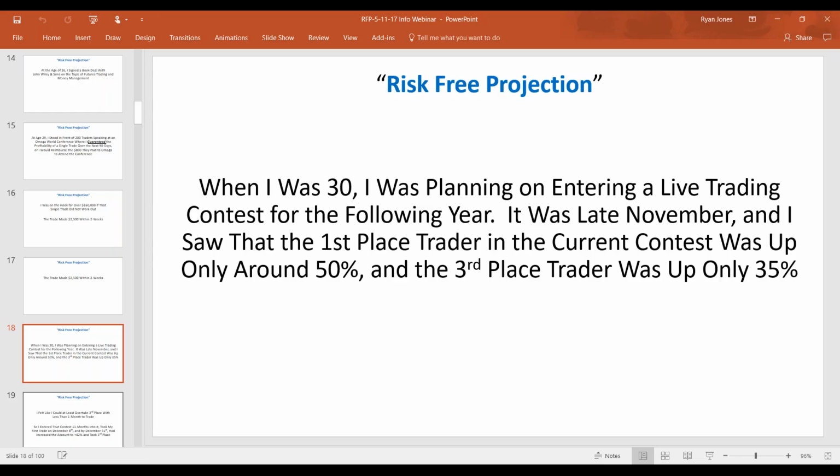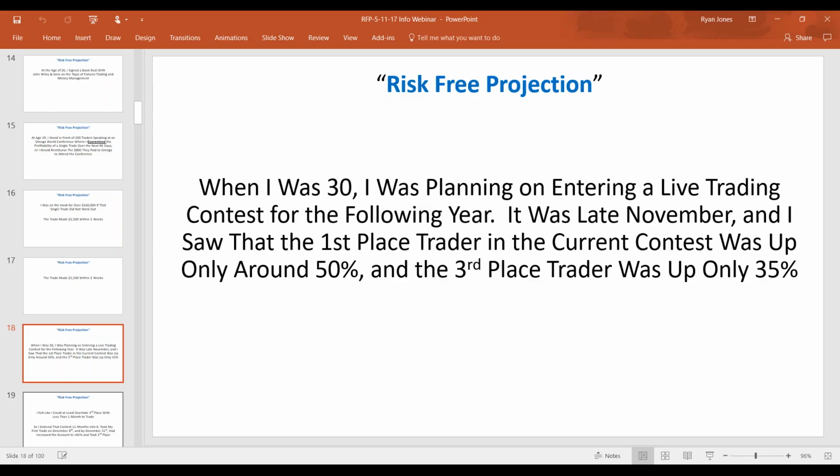Nonetheless, when I was 30, I was planning on entering a live trading contest for the following year. And it was the most popular trading contest. It was live, actual account, real money. It was in front of the entire public, so they post results all the time. And it was late November that I decided that I was going to go ahead and enter this trading contest for the next year.